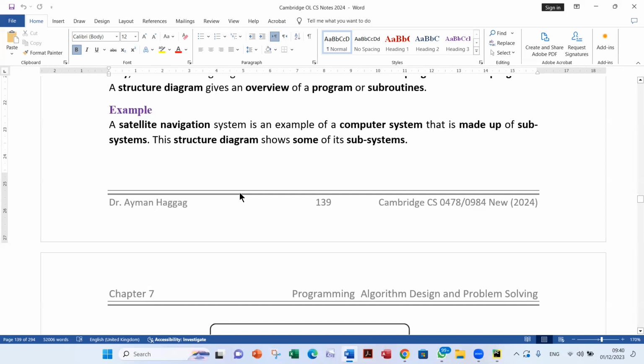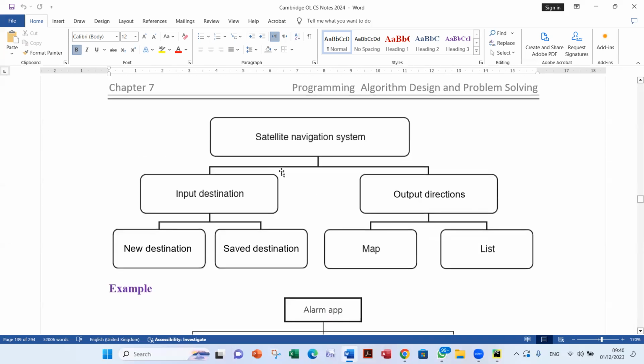Example. That example was in the exam. A satellite navigation system is an example of a computer system that is made up of subsystems. The structure diagram shows some of each system. Actually, in the exam, they wrote for you a description of what needs to be done, and then your task was to draw a diagram that looks like this.